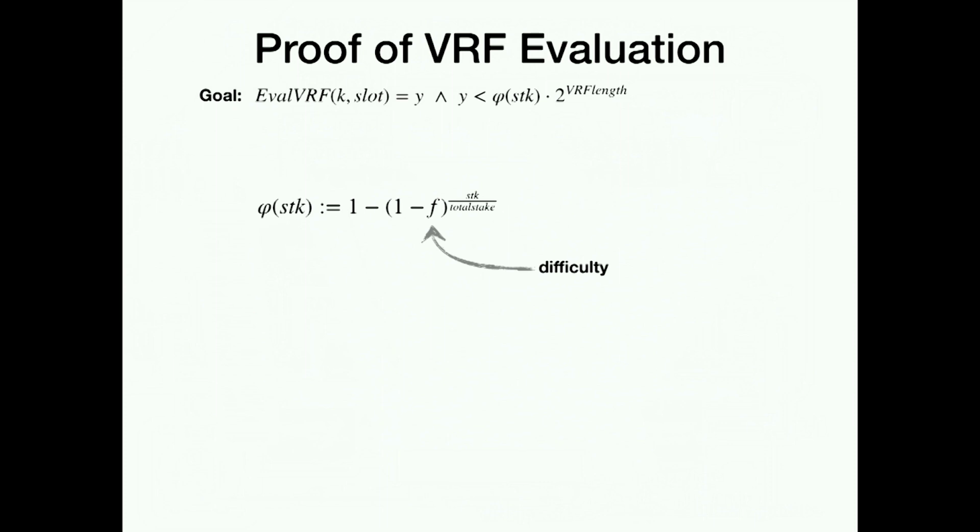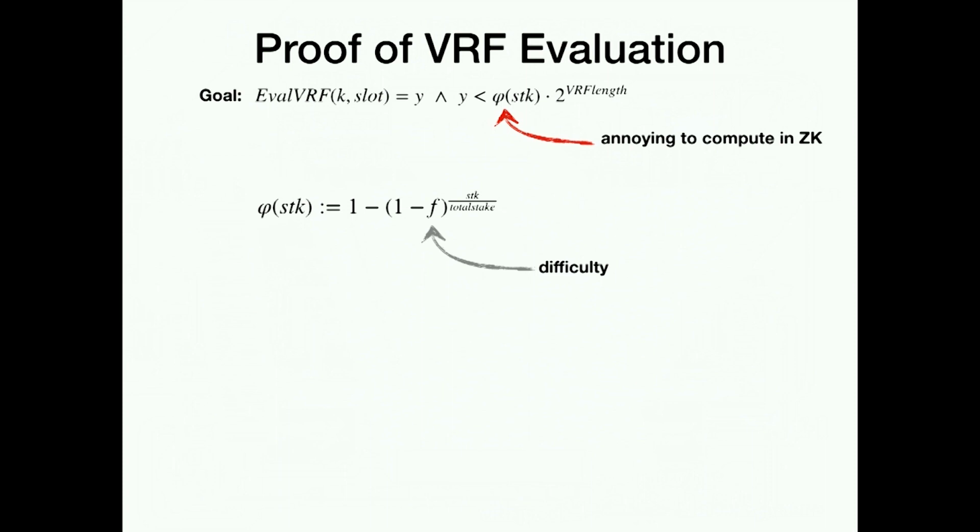That's this function. f is the difficulty parameter, and the argument of the function is essentially your relative stake. In other words, if you have all the stake, then this function gives you f. If you have no stake, it gives you 0. So it's just this probability. But unfortunately, if you look at this function, it's really annoying to compute in zero knowledge, right? You have this exponent up there, and so on. So we want to avoid that. If you want to do practical stuff, don't try to compute that in zero knowledge.